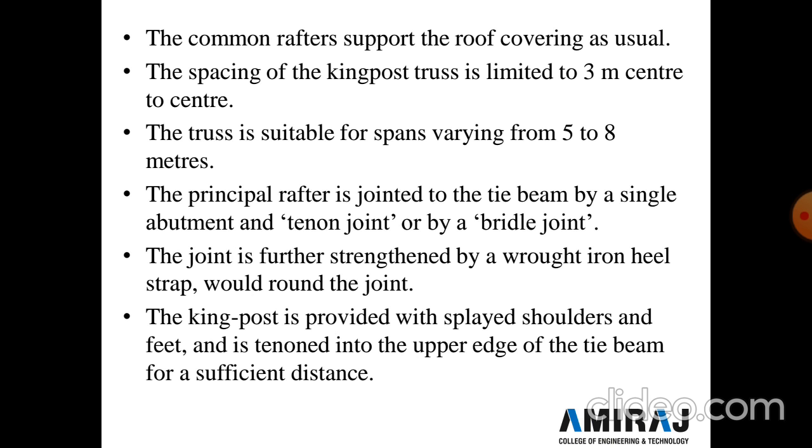As usual, the spacing of the king post trusses is limited to 3 meters center to center, and the truss is suitable for spans varying from 5 to 8 meters. The principal rafter is joined to the tie beam by a single abutment and tenon joint or by a bridle joint, and the joint is further strengthened by a wrought iron heel strap bound round the joint. The king post is provided with split shoulders and feet, and is tenoned into the upper edge of the tie beam for a sufficient distance.